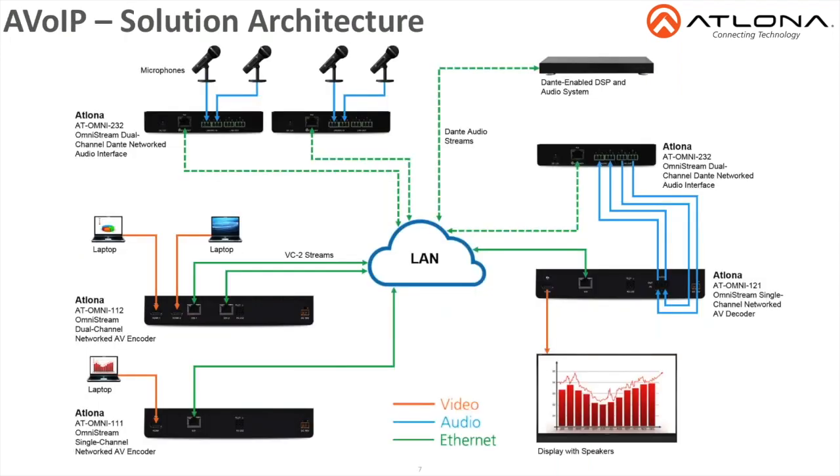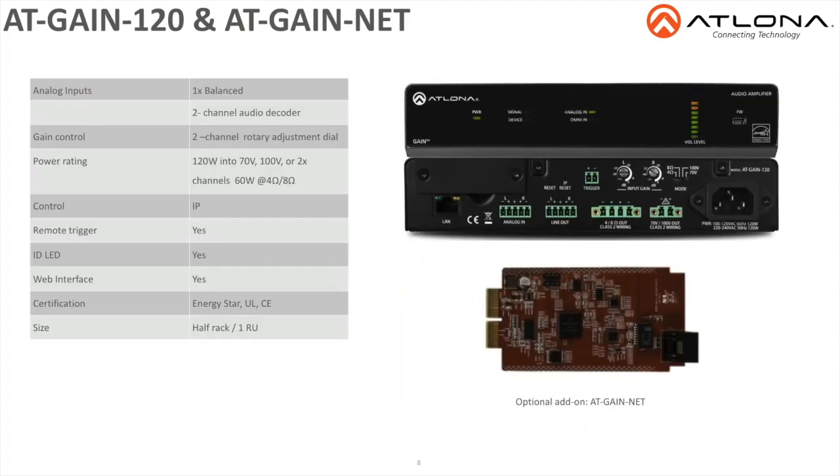So let's take a look at a simple application here. Laptops going into the OmniStream encoders is one way to get AV data on the network. You'll also notice on the top left, we're utilizing the OmniStream 232 to integrate microphones onto the network. Then we'll use it again with an OmniStream AV decoder for processing de-embedded audio that's streamed over the network and embedding Dante audio for playback through a display.